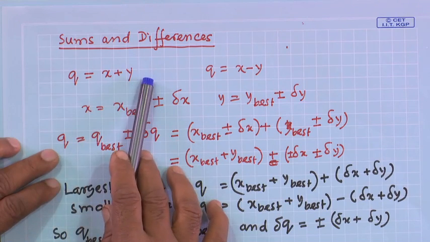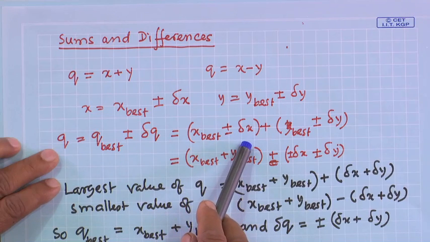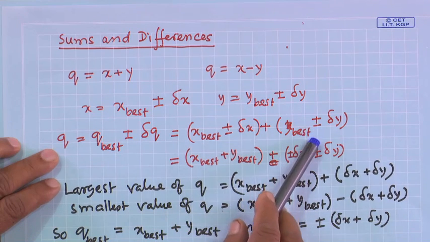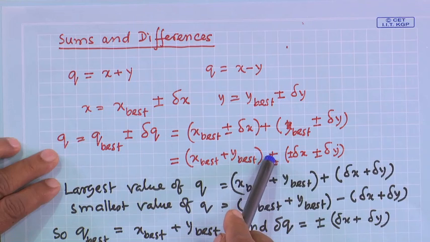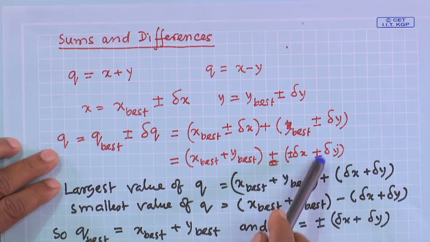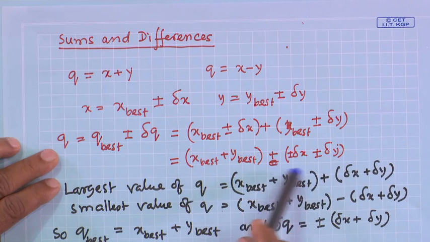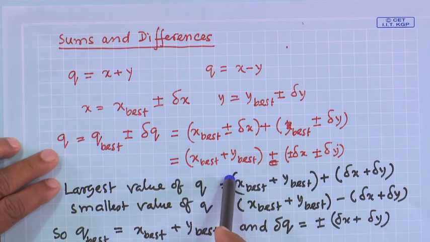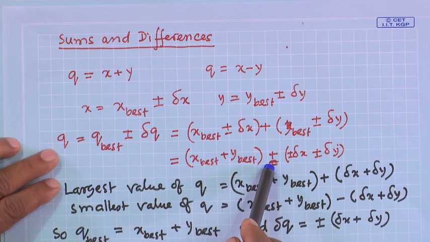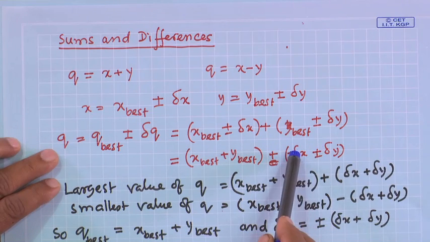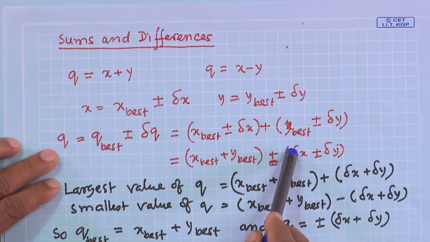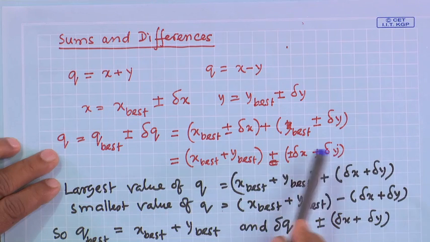q equal to x plus y, x is basically x best plus minus delta x, plus y best plus minus delta y. So, I can write x best plus y best plus minus delta x plus minus delta y. So, why have I written this? Because this x best plus y best, then it can be plus delta x plus delta y, plus delta x minus delta y, minus delta x plus delta y, minus delta x minus delta y. Okay. So, there are 4 possibilities.